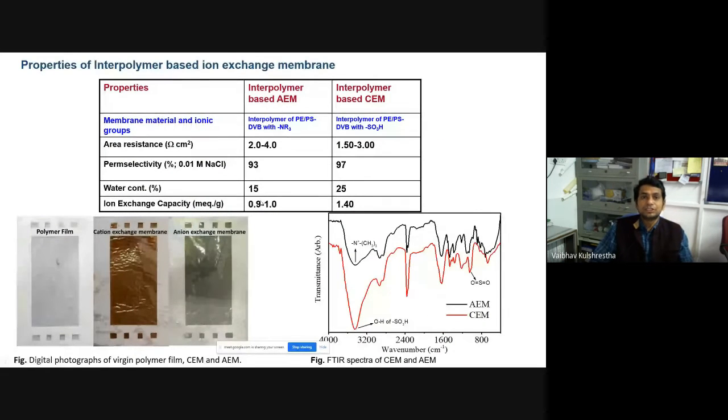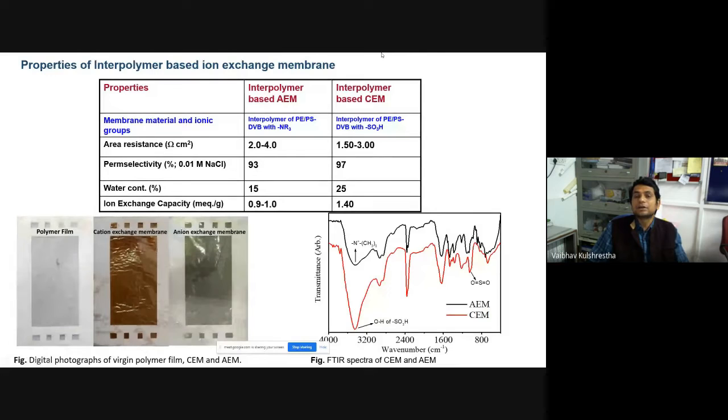This table shows the properties of our interpolymer type ion exchange membranes for both anion and cation exchange membranes. Area resistance is around 2 to 4 for the anion exchange membrane, and 1.5 to 3 for the cation exchange membrane. Selectivity is more than 90% for both types of membrane. Water content is optimum, neither low nor high, and ion exchange capacity is around 1 milliequivalent per gram. So our membranes are comparable to the membranes available in the international market.